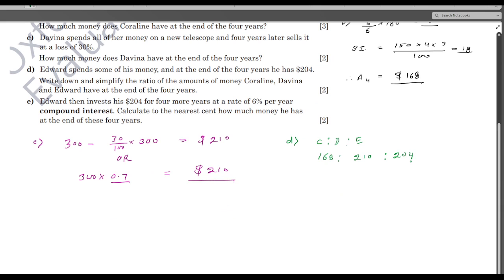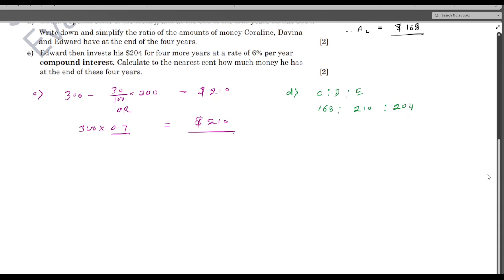So 204. Now I have to simplify it. Here we can see that by 2 we can divide all these numbers. So now we can figure out what is the HCF of these 3 numbers and divide by that, or one by one. Let us first divide by 2. So it is 84, ratio 2 times 1 and 2 times 5, 105, ratio 2 times 10, 20, so 102.